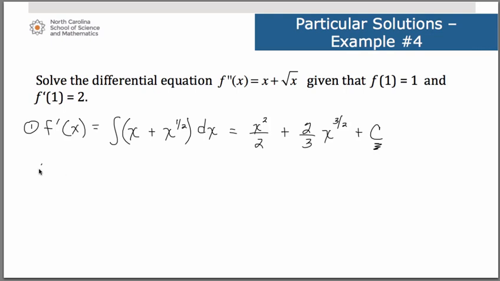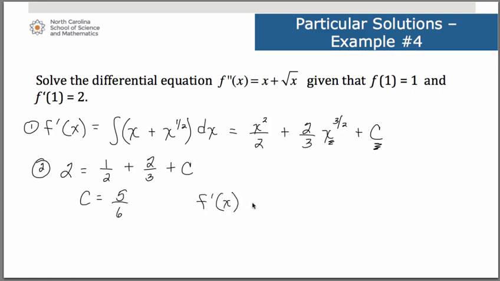So this is going to be our second step, because remember we were told that f prime of 1 was 2. So we know our derivative value is 2 when our x value is 1. So we'd have 2 equals 1/2, I'm simply putting x equal to 1, plus 2/3 plus c. If I solve that, I get 5/6. So what we have so far is that f prime of x is equal to x squared over 2 plus 2/3 x to the 3/2 plus 5/6.